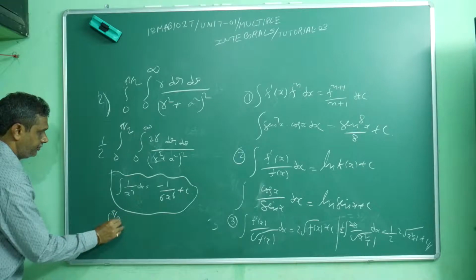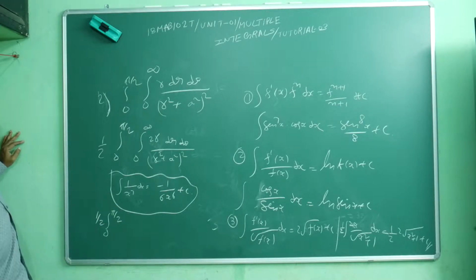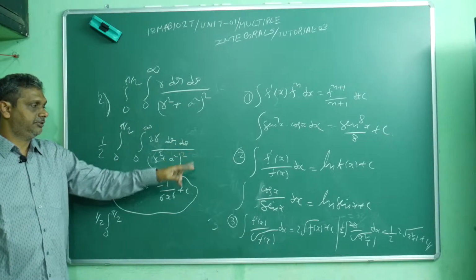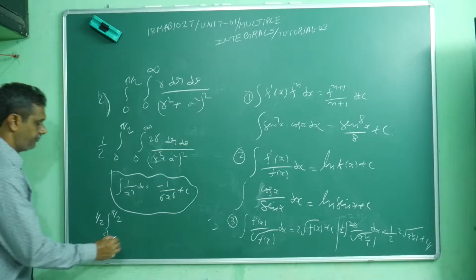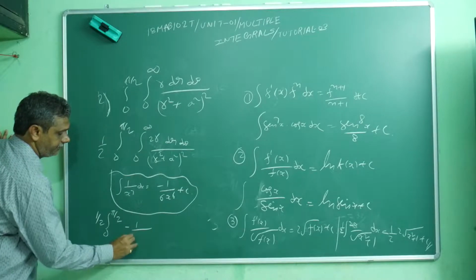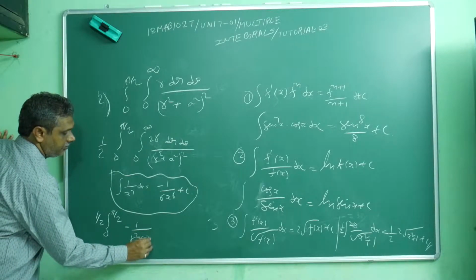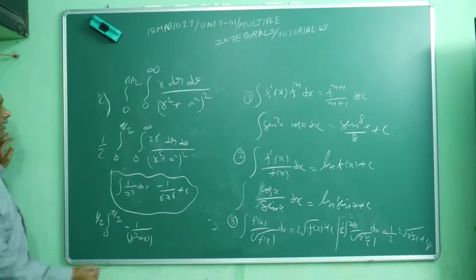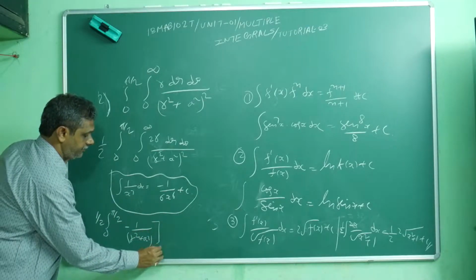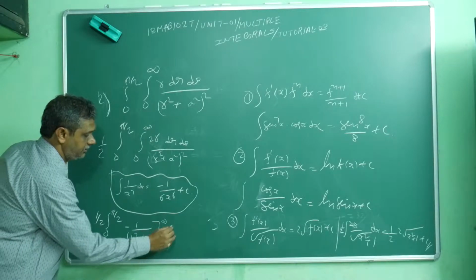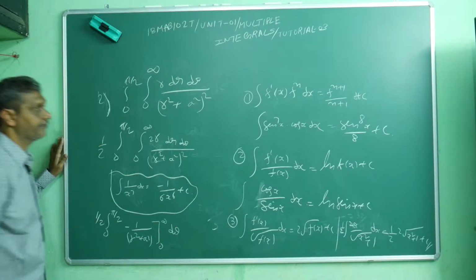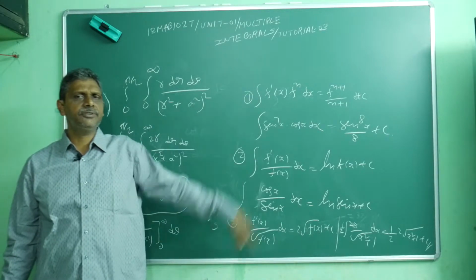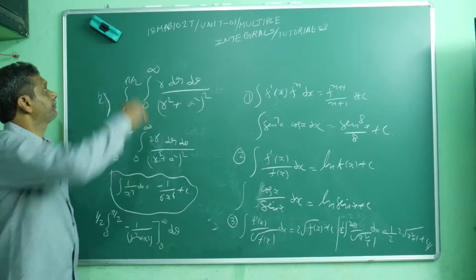So this is what r square means, what will you get? 0 to pi by 2, 1 by 2. Then the function has power minus 2. So minus 2 plus 1 divided by minus 2. What will you get? Minus 1 by r square plus a square whole power. Correct or not? Then the limit is running from where to where? 0 to infinity d theta. Shall I remove those formulas? Okay.